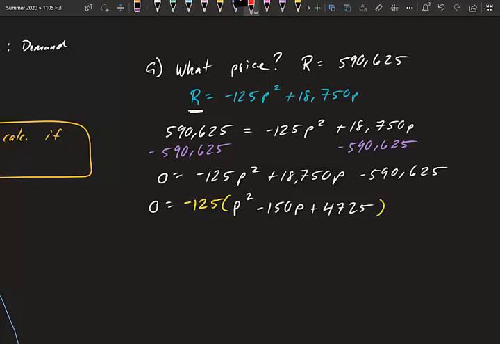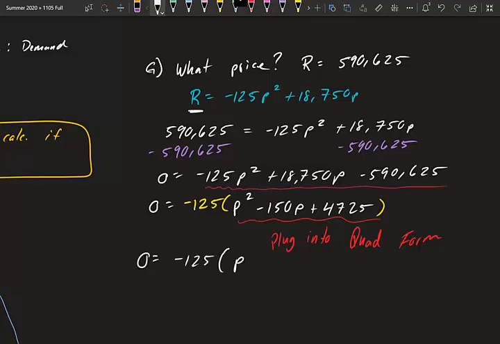Just in case you don't know, if you don't want to factor, you can plug either of these into the quadratic formula and still get the same exact answer. But I like to factor. It's one of my favorite F words other than fractions. So when we factor, we set each factor equal to 0. We have 0 equals negative 125 times p minus 105 and p minus 45.